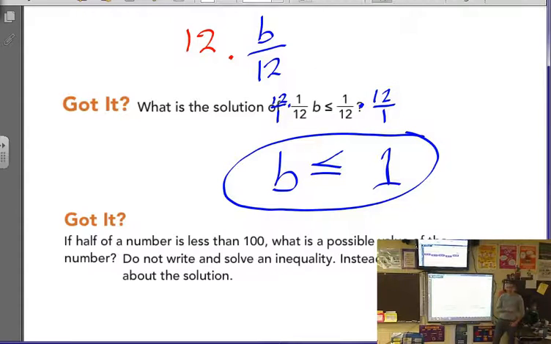Try the got it on your own. If you get stuck, come back to the video, but I want you to see if you can set this up as an inequality and solve it out on your own.